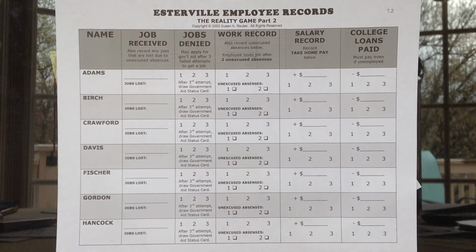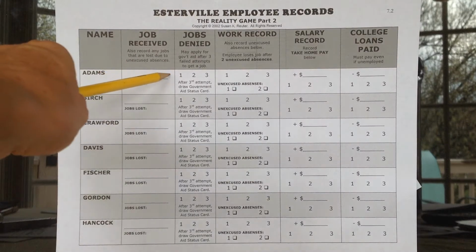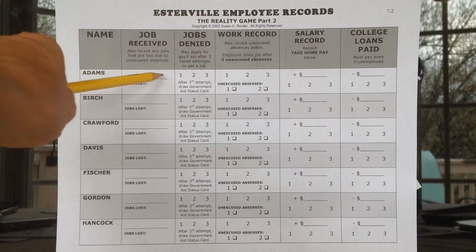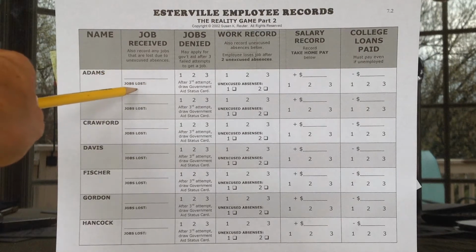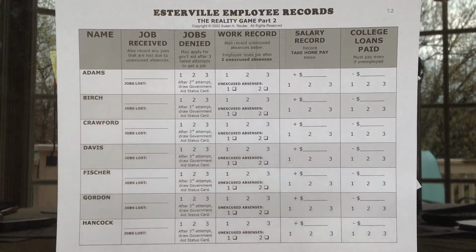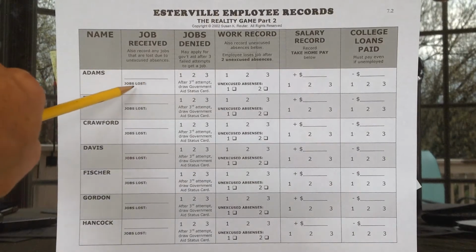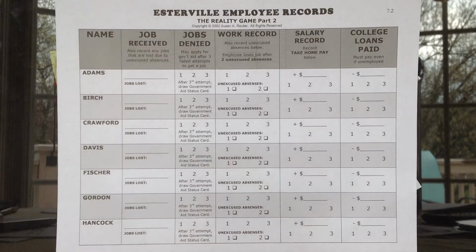Any student that loses their job, what you will do is you will come over here to the jobs received line, and you will cross out the job that they no longer have. And you will actually write that job down here. Say that they were a banker and they lost that job. You would write banker underneath there. Then you would go to the hiring log. It looks like this.